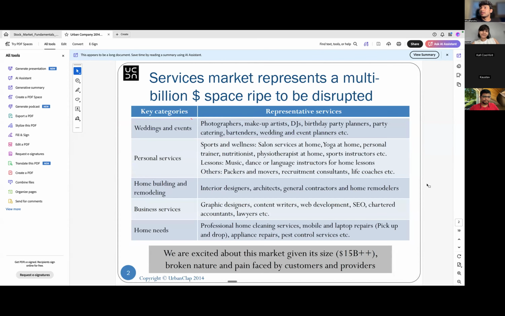They start with some form of a market hypothesis, which tells you, okay, service market represents a multi-billion space. As I said, open with how big an opportunity this is, right? This is massive. This is going to be a big thing. We're talking about how this billion-dollar opportunity really looks. There are wedding and events, so you have photographers, makeup artists, you have personal services like sports and wellness. Essentially, they're kind of covering everything.